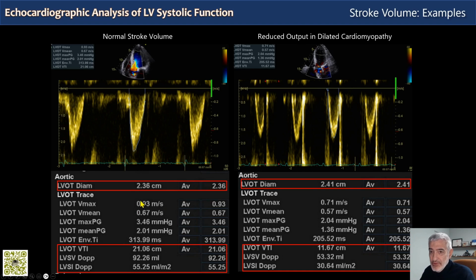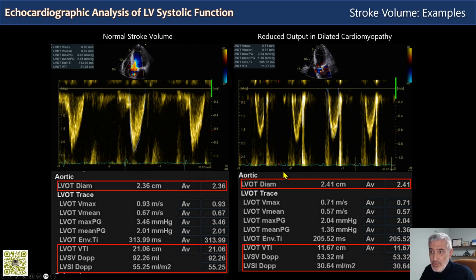In this example, the outflow tract diameter is very similar between the two patients, 2.36 centimeters in a normal subject, 2.41 centimeters in the patient with dilated cardiomyopathy. So the difference in stroke volume and stroke index is made just by flow. Otherwise, you can have a difference because, for example, the integral is the same, but you have a very different outflow tract area.